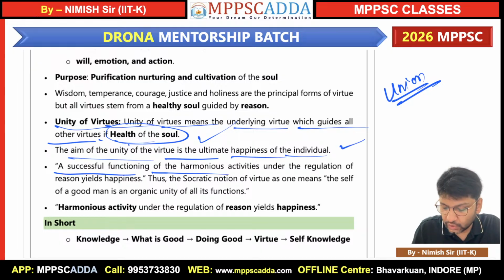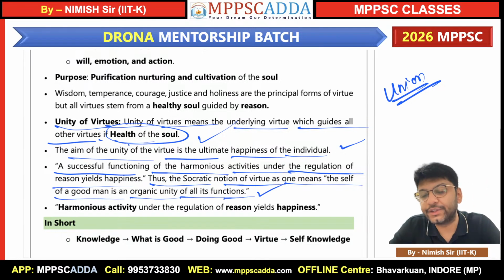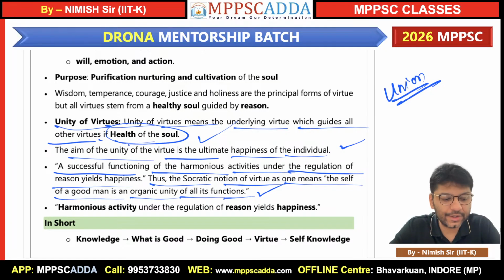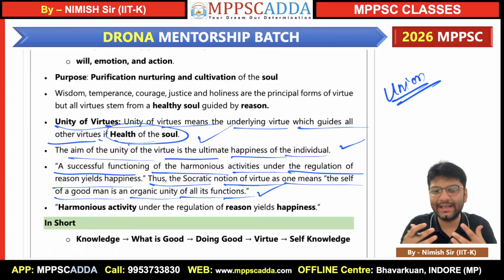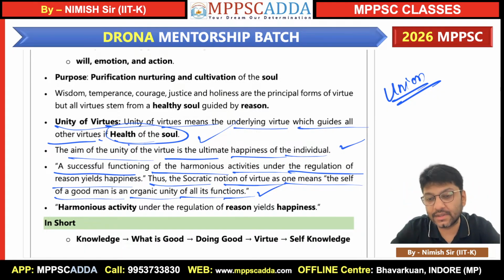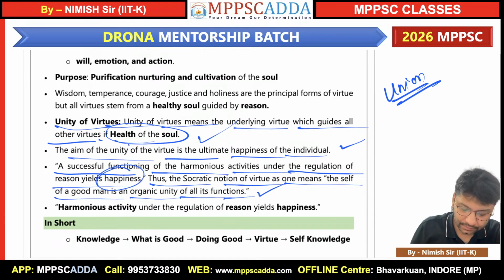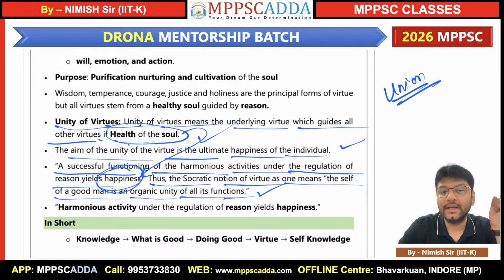A successful functioning of the harmonious activities under the regulation of reason yields happiness. Thus, the Socratic notion of virtue as one means the self of a good man is the organic unity of all its functions. So what he is saying is that virtue is one, virtue is unity. There is unity in virtue because the self of a good man is the organic unity of all its functions. How he thinks, how he eats, how he walks, everything becomes united. Every morality becomes united and synchronized only to yield happiness. And happiness is only possible with the help of the healthy soul.